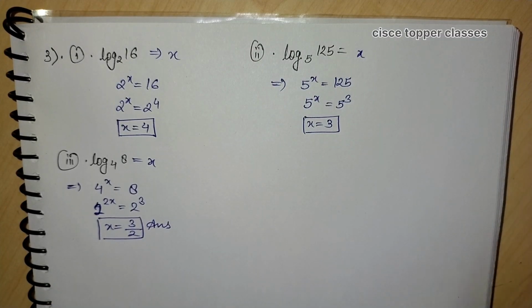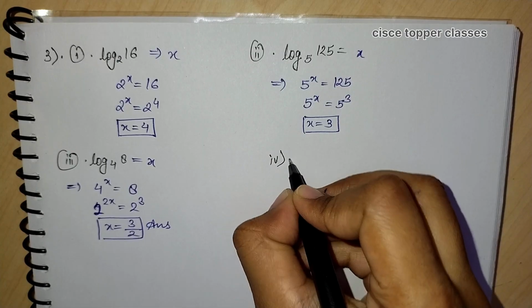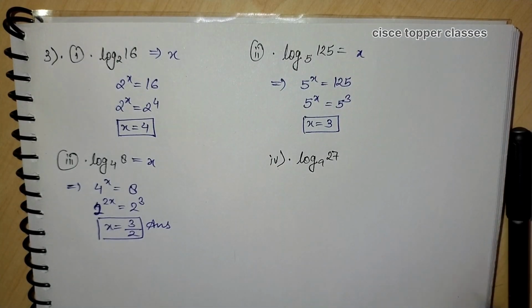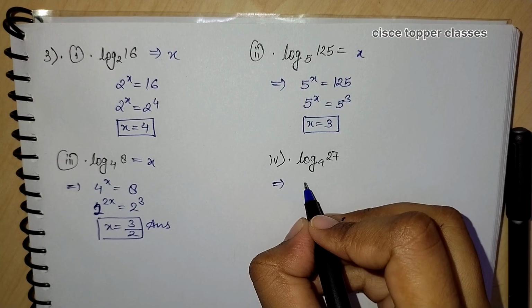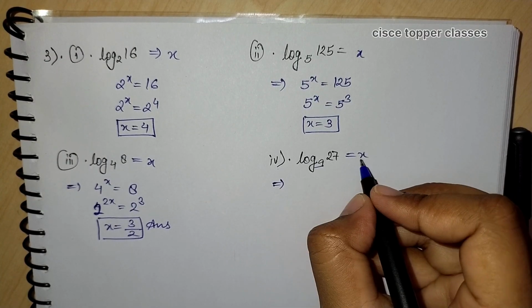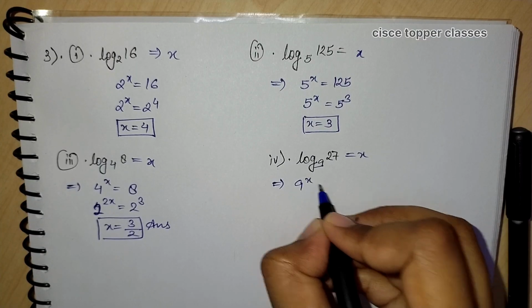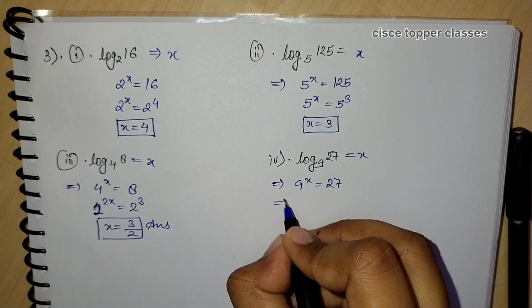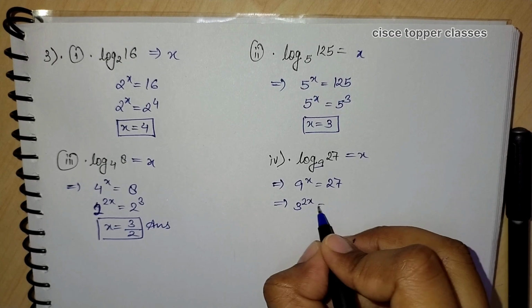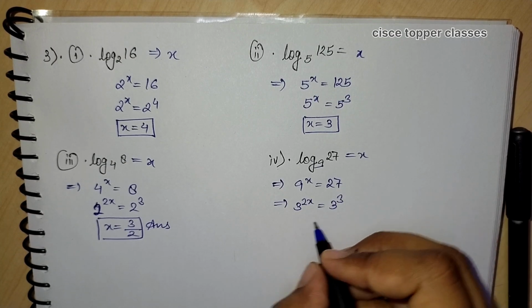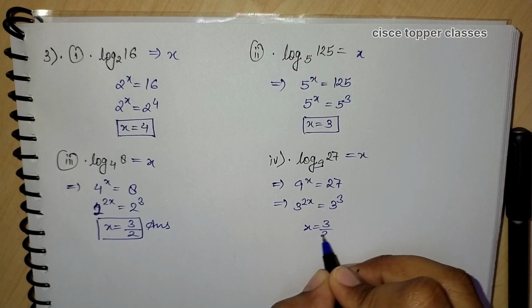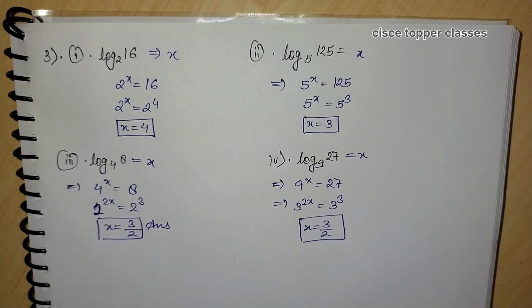Now the fourth part here is log 27 with base 9 equal to, firstly we will write it as equal to x, and we will put 9 to the power x equal to 27. So 3 whole squared to the power x here we can write, and 3 to the power 3. Simply we will compare the exponent powers. On comparing, we will get x is equal to 3 by 2 as the answer here also.